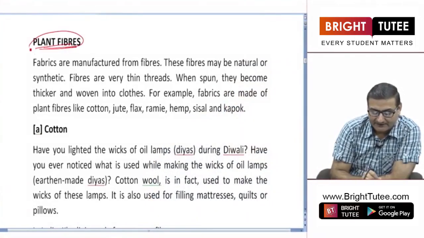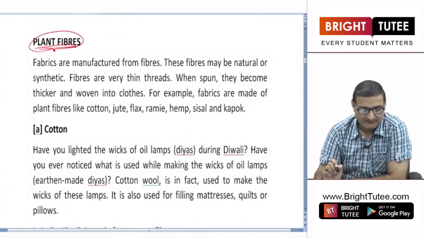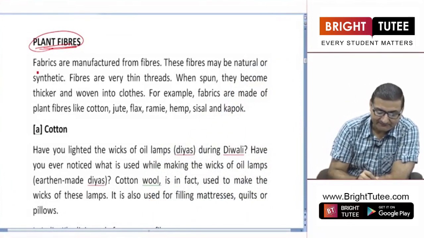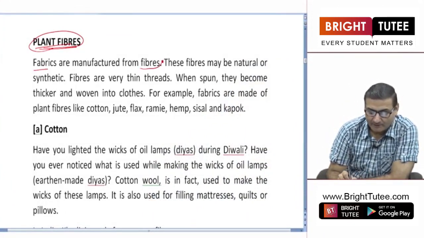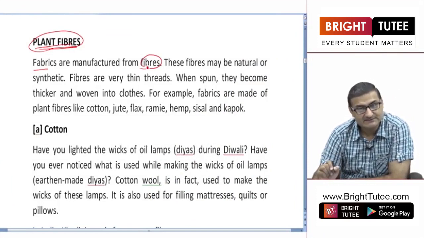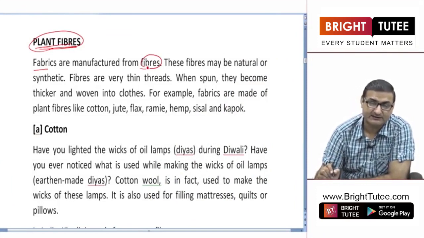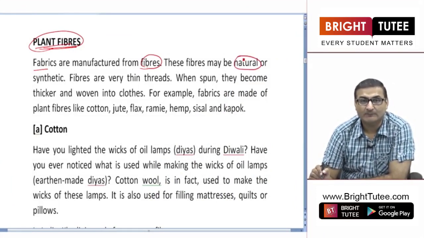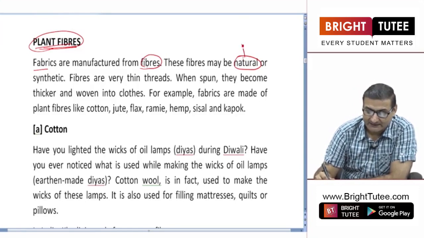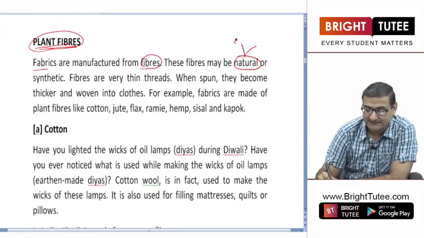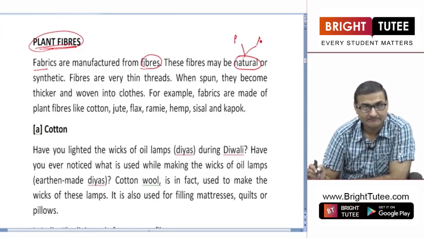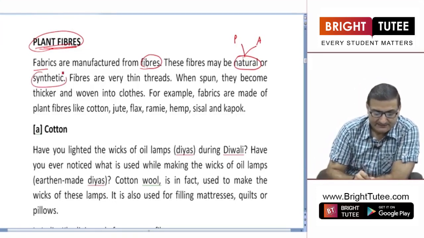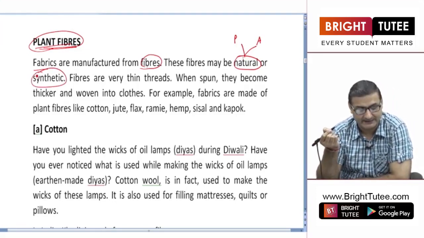In this particular lecture, I'll be talking about various types of plant fibers. We have studied that fabrics are made up of fibers. These fibers we have done in the previous lecture. There are two types. Either they are natural, meaning they are obtained from natural sources, and the natural sources we also categorize as plants and animals, or they may be synthetic, or artificially made.